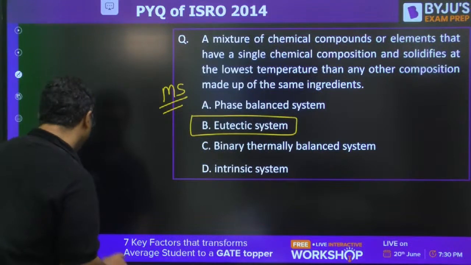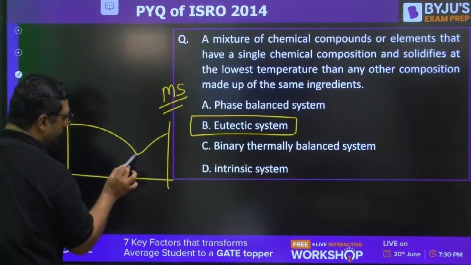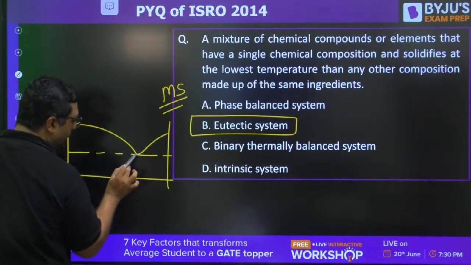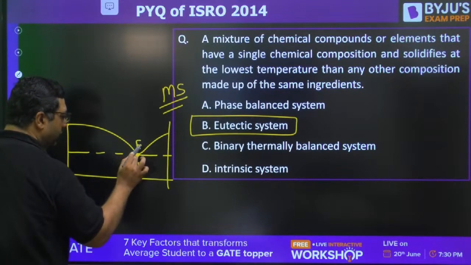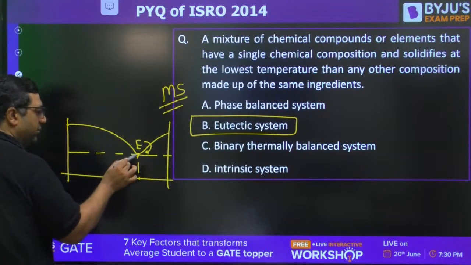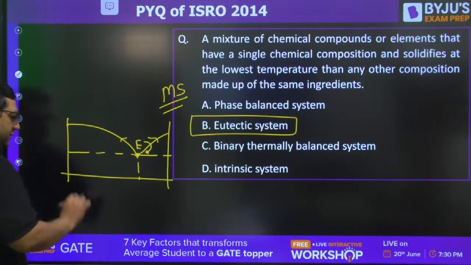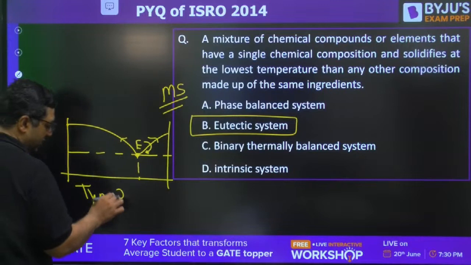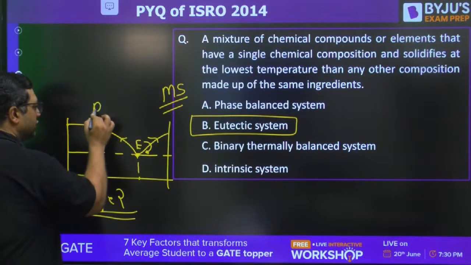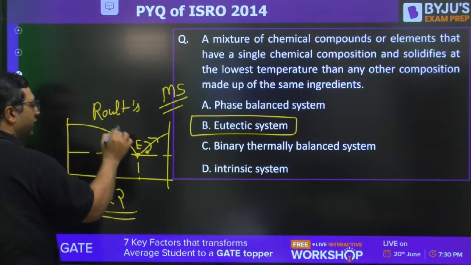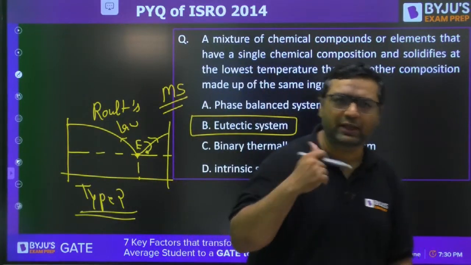Eutectic system is correct. Because when we are talking about the eutectic system, you are going to have this type of diagram. Here, this is the minimum temperature and this point is said to be the eutectic point. Because eutectic composition has the minimum melting point temperature. Here, if you go, temperature will increase. Here, if you go, temperature will increase. This is type 2 system of binary phase diagram. And when we talk about the eutectic system here, Raoult's law is also valid. What does Raoult's law say? Whenever an element is added into another, its solubility decreases.